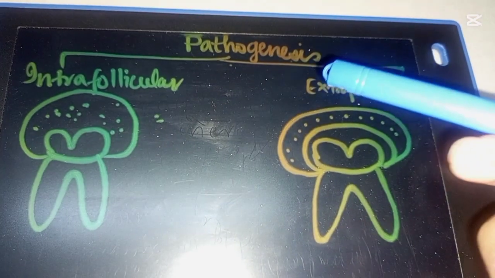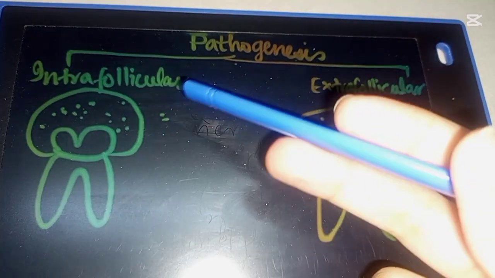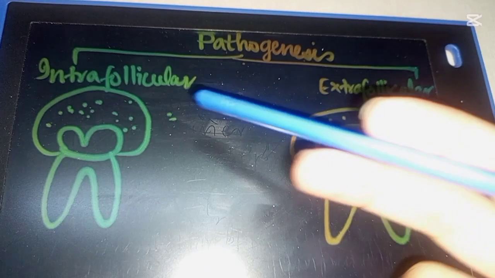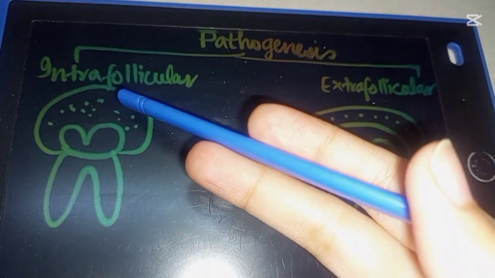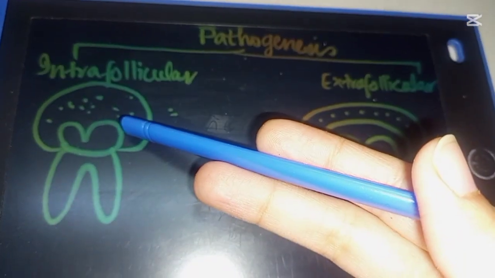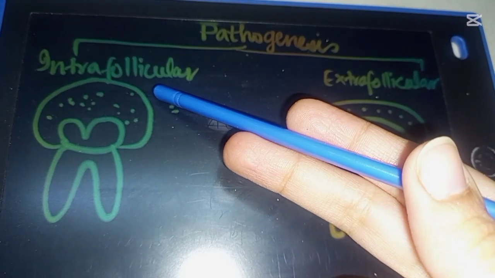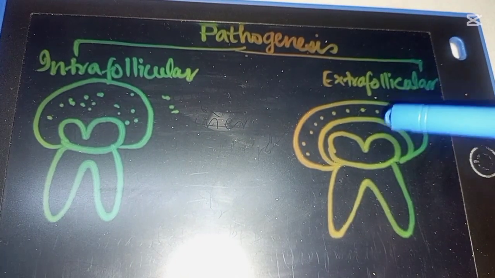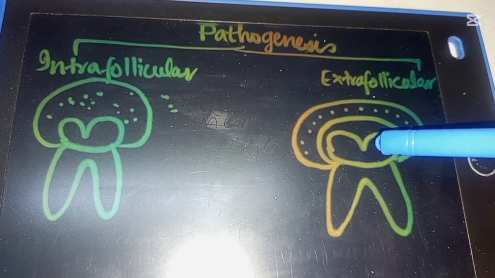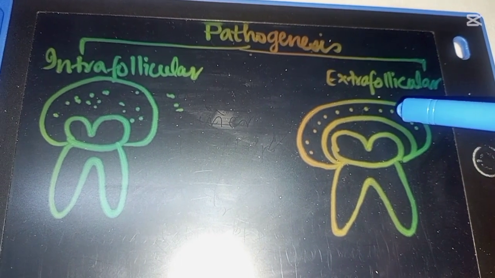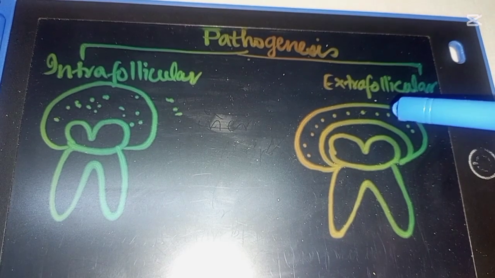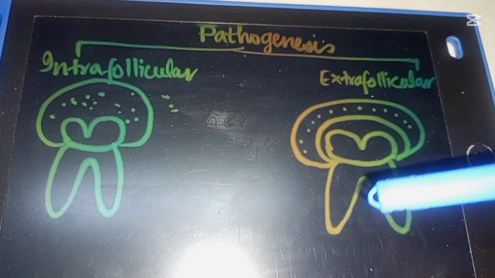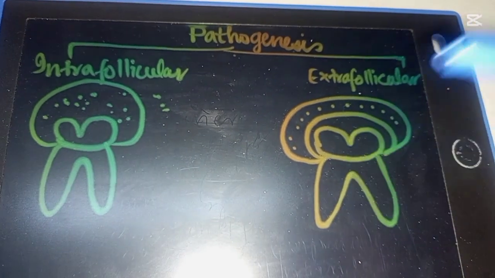So basically, we have pathogenesis of two origins. Either it is extrafollicular or intrafollicular. In intrafollicular, what happens is that the fluid accumulates between the layers of the enamel organ, which are the outer enamel epithelium and inner enamel epithelium. In extrafollicular, the fluid accumulates between the crown and the enamel organ. Okay, then further we will discuss the expansion, how it basically expands.